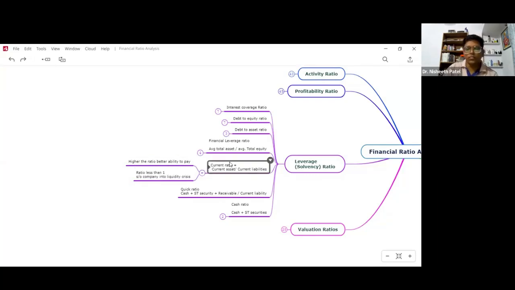Current ratio means this is the current assets divided by the current liabilities. अगर मान लो कंपनी अगर एक ही दिन में बंद हो जाती है, ठीक है, अगर करंट रेशियो ज्यादा होगा तो कंपनी has that capability to pay all the liabilities. That is a very good thing.